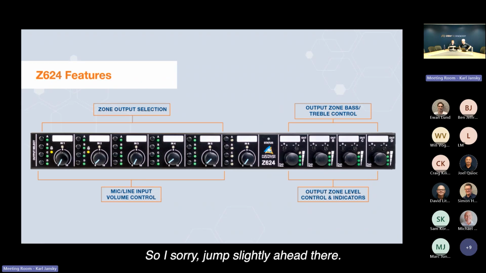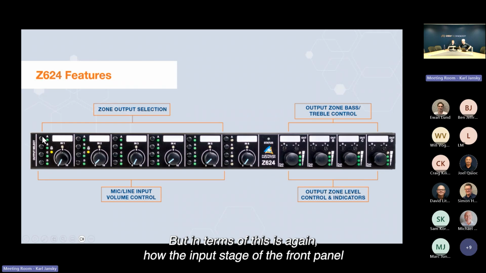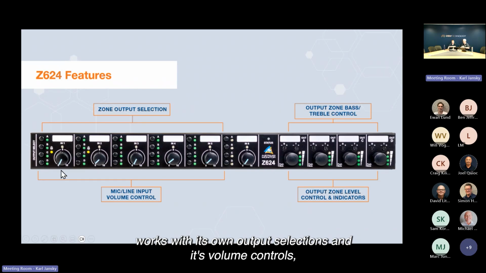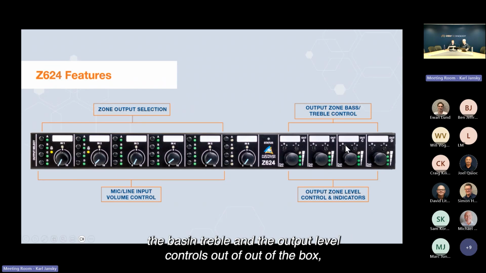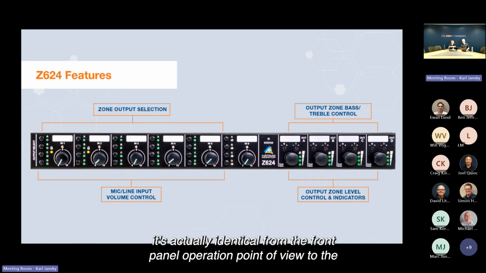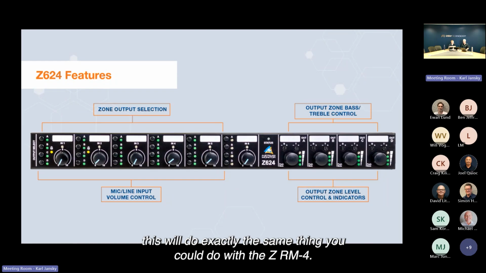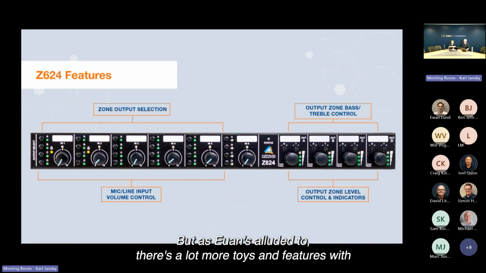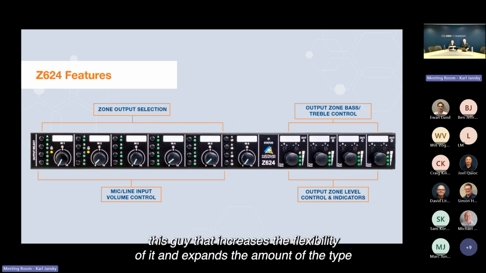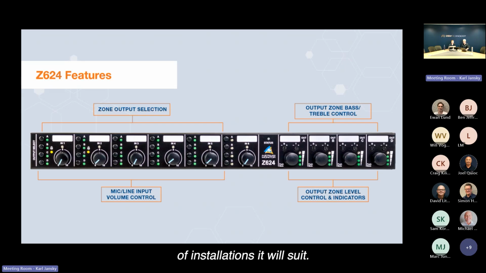So I, sorry, jumped slightly ahead there, but this is again how the input stage of the front panel works with its zone output selections and its volume controls, the bass and treble, and the output level controls. Out of the box, it's actually identical from the front panel operation point of view to the older Amos ZRM4. So if you've been using the ZRM4 over the years, this will do exactly the same thing you could do with the ZRM4. But as Ewan's alluded to, there are a lot more toys and features with this guy that increase the flexibility of it and expand the type of installations it will suit.